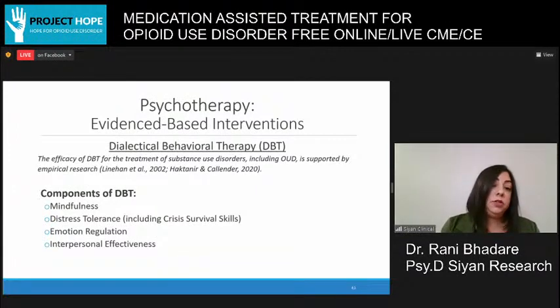DBT also includes distress tolerance, or specific techniques to help patients tolerate waves of acute distress without jumping to use. And included in this are crisis survival skills. I'll speak to one that's called TIPP skills, which recommend that in an acute fight, flight, or freeze state, or acute distress, you may apply cold temperature or ice to the temples, top of the head, back of the neck, which will instantly lower heart rate.